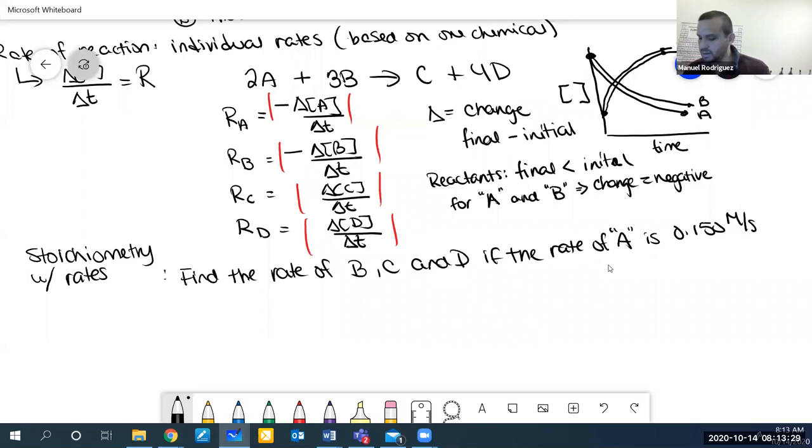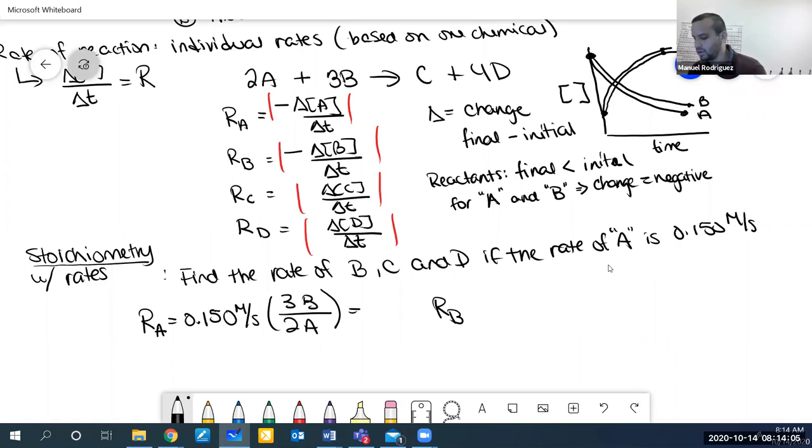To do this type of conversion, you can just use a mole ratio, so basically use stoichiometry to solve this type of problem. If I know that the rate of A is 0.150 molar over second, and I want to find the rate of B, I can say that 2A, based on the coefficients of my balanced chemical equation, will produce 3Bs. That will become my rate of B. So we take 0.15 multiplied by 3 and divided by 2, which is 0.23 molar over seconds. And you could technically do that for each one of them.